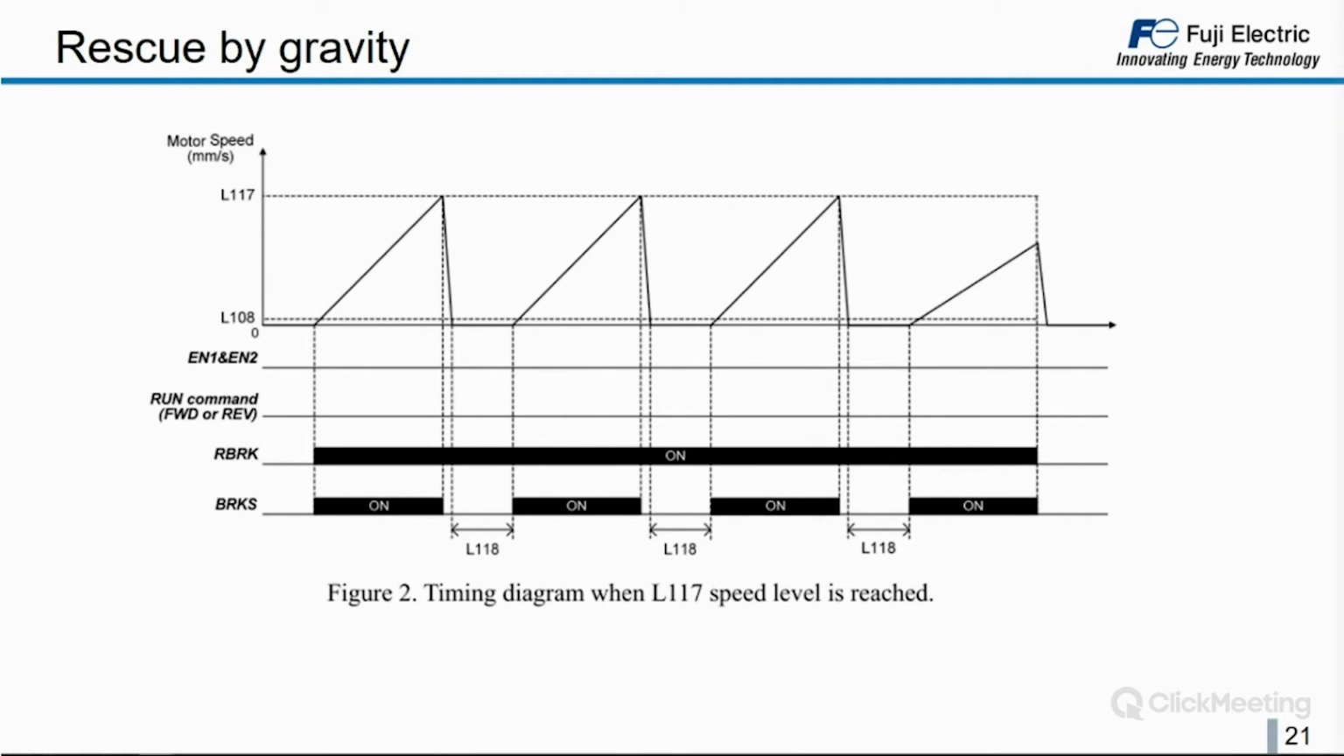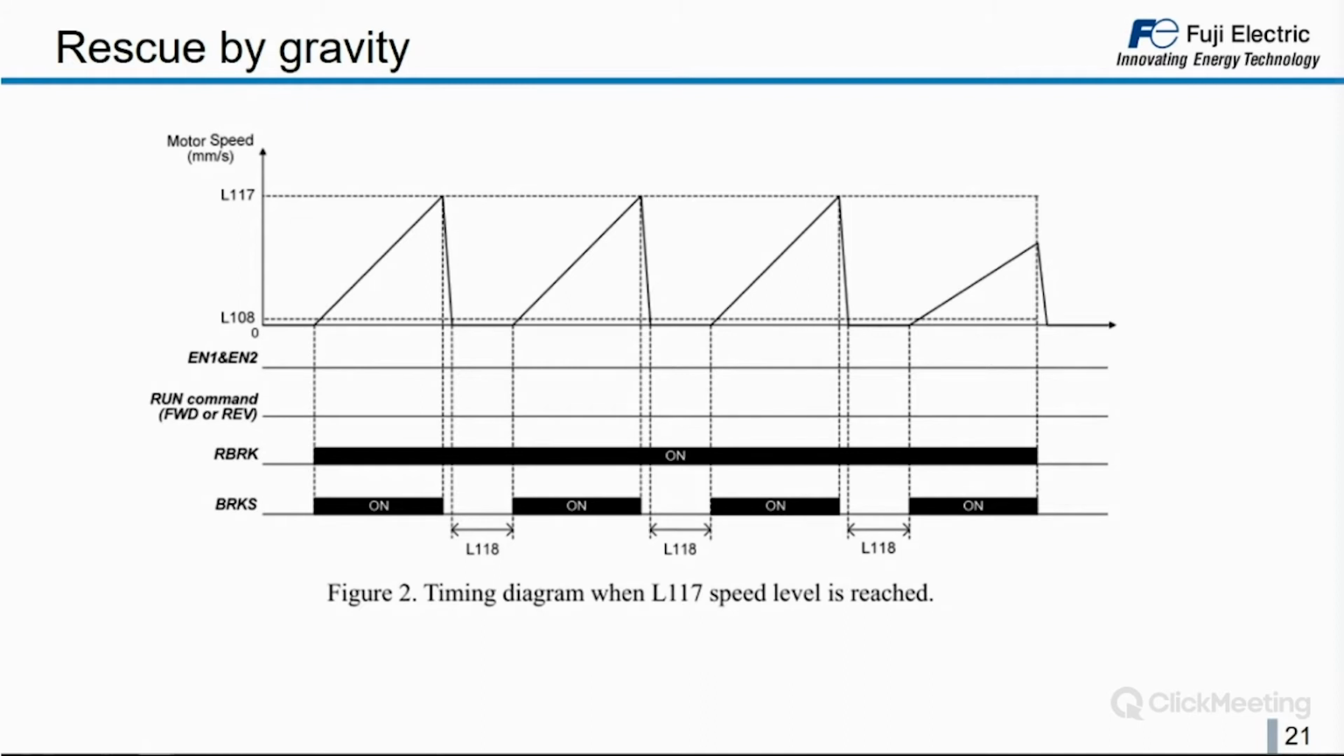In this case, the lift will move at a certain speed and always under parameter 117 until a certain point where the controller stops because we have reached the floor level. So the controller removes the air rescue by gravity signal, and the inverter will stop. Okay, will stop means will stop controlling the brake.